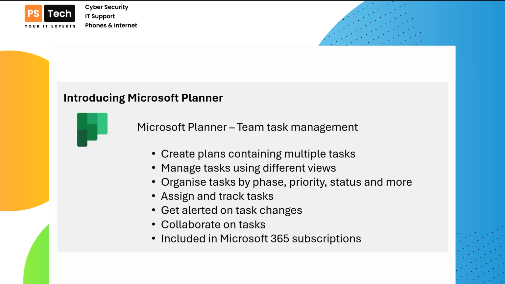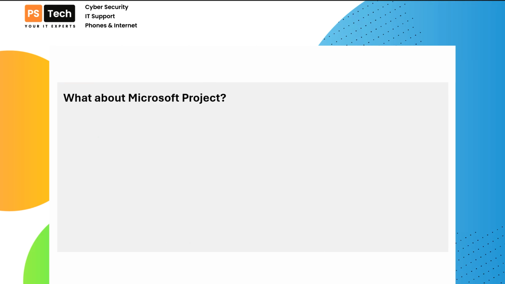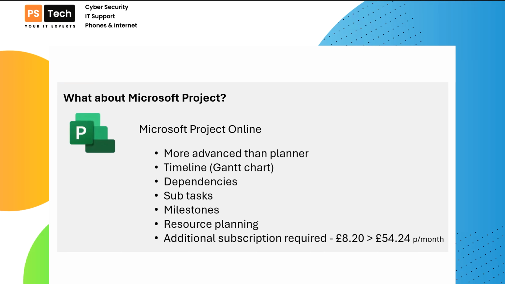So how does that compare to Microsoft Project, which is another planning tool? Well, Microsoft Project comes in a few different flavors for the online version. All of the versions are more advanced than Microsoft Planner. They give you extra functionality, especially around how you can view and manage the tasks. So you can view your tasks on a timeline, for example, as a Gantt chart. You can create dependencies with tasks. You can create tasks within tasks and group them together. You can have milestones, goals, resource planning, and all sorts.